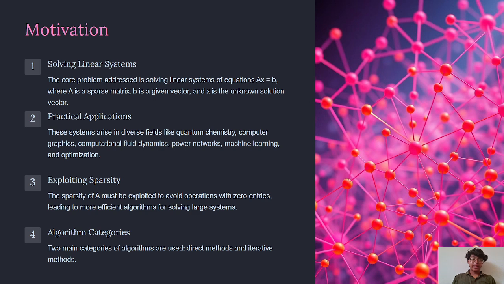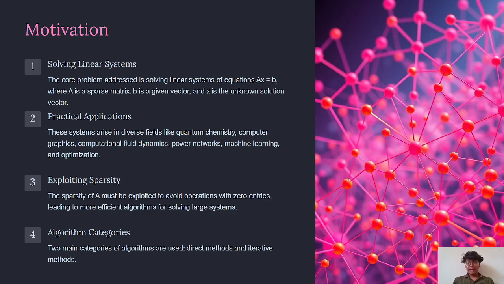And now coming to the second part, that is practical application. These systems arise in diverse fields like quantum chemistry, computer graphics, computational fluid dynamics, power network, machine learning, and the optimization. Exploiting sparsity. The sparsity of A must be exploited to avoid operations with zero entries, leading to more efficient algorithms for solving large systems. Algorithm categories. Two main categories of the algorithm are used, that is the direct method and the iterative method.